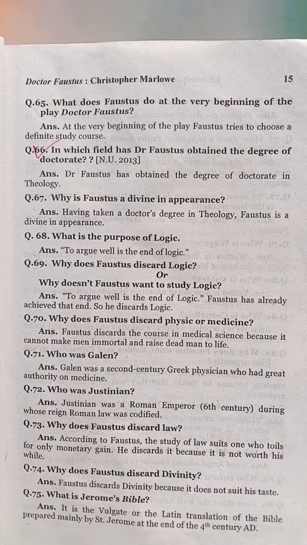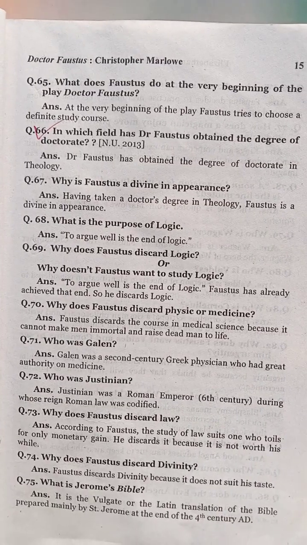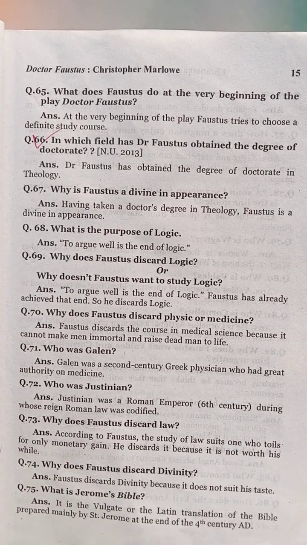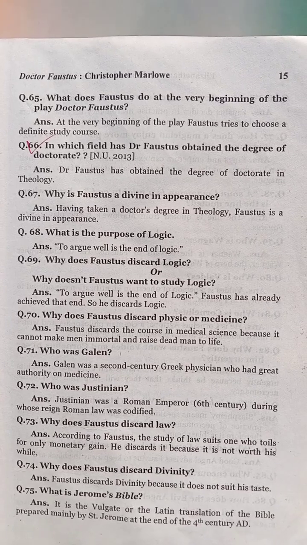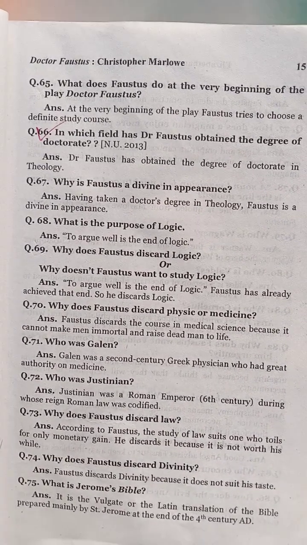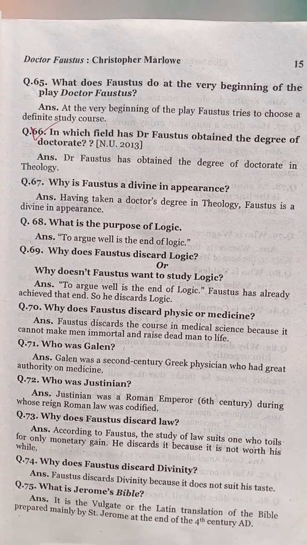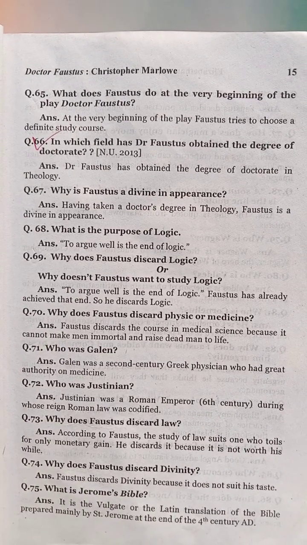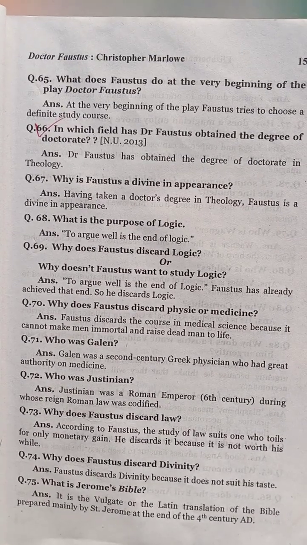71. Who was Galen? Galen was a 2nd century Greek physician who had great authority on medicine. 72. Who was Justinian? Justinian was a Roman emperor during whose reign Roman law was codified. 73. Why does Faustus discard law? According to Faustus, the study of law is suited only for those who toil for momentary gain. He discards it because it is not worth his while.